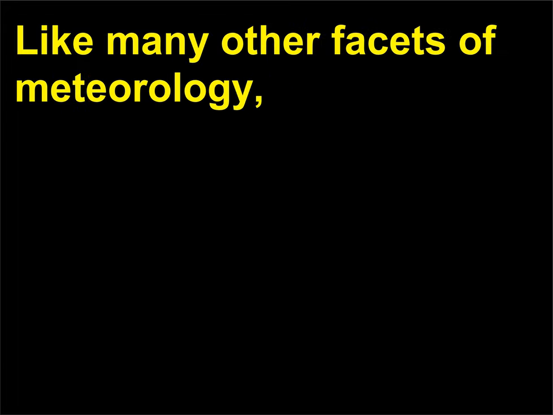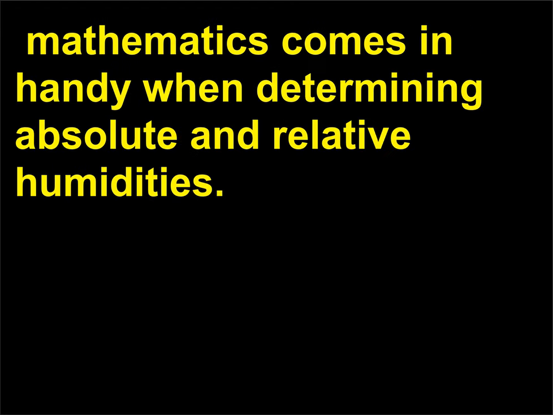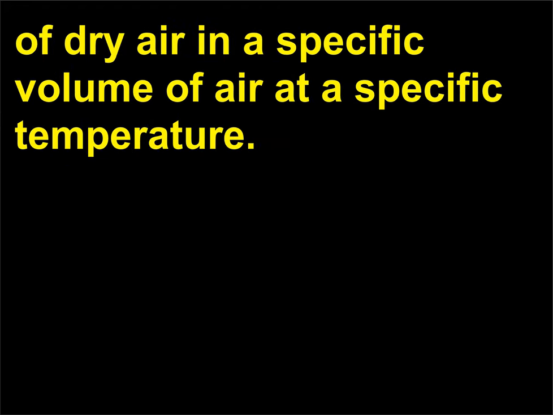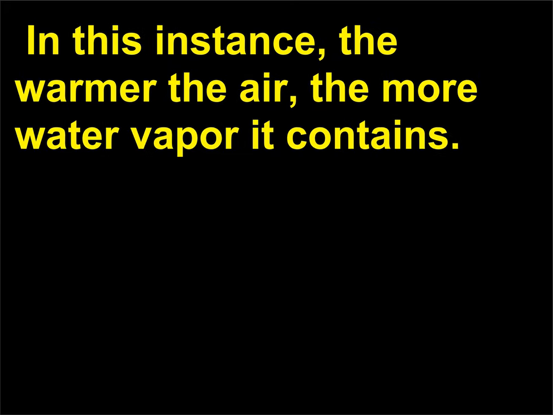Like many other facets of meteorology, mathematics comes in handy when determining absolute and relative humidities. The absolute humidity is the mass of water vapor divided by the mass of dry air in a specific volume of air at a specific temperature. In this instance, the warmer the air, the more water vapor it contains.